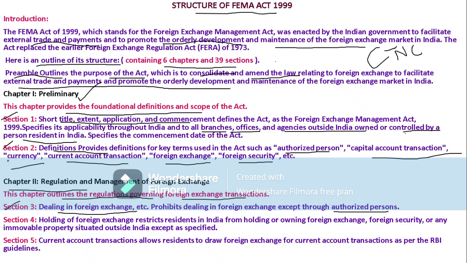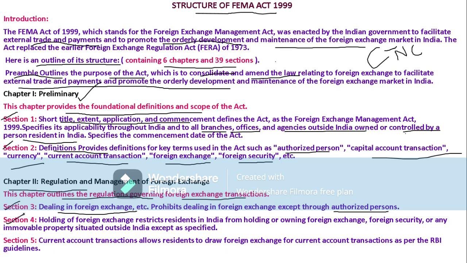Okay, so section 3 says about dealing in foreign exchange. Making of payments, or receiving payments, or regarding the securities, the acquisition of assets, the transfer of rights, regarding the property. Every dealing regarding the exchanges, regarding the securities, will be dealing with an authorized person. Other than that authorized person, no person should deal with the foreign exchange. So section 3 tells about dealing in foreign exchange.